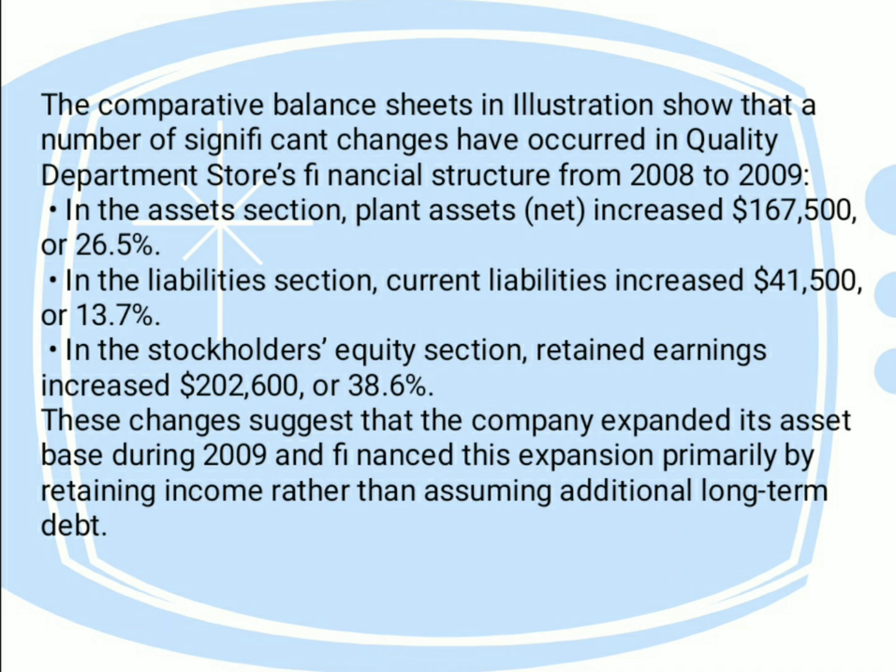41,500 or 13.7%. In the stockholders' equity section, retained earnings increased 202,600 or 38.6%. This change suggests that the company expanded its asset base during 2009 and financed this expansion primarily by retaining income rather than assuming additional long-term debt.